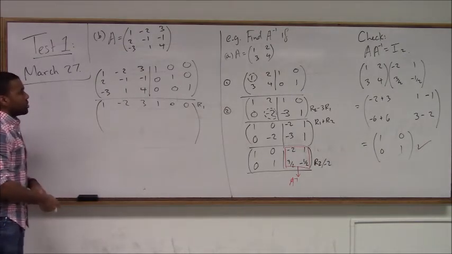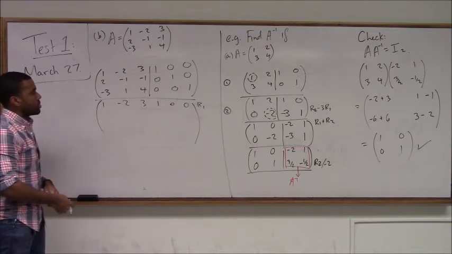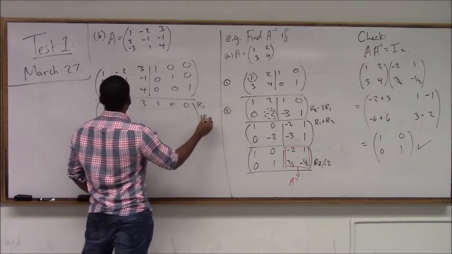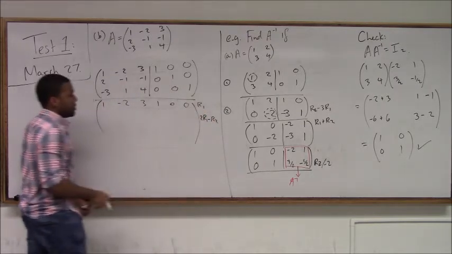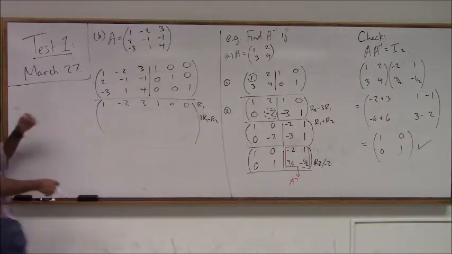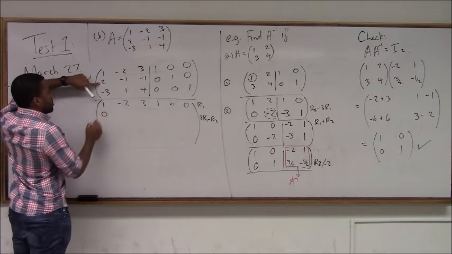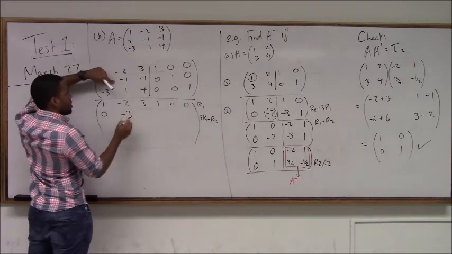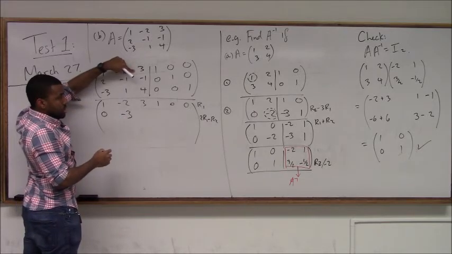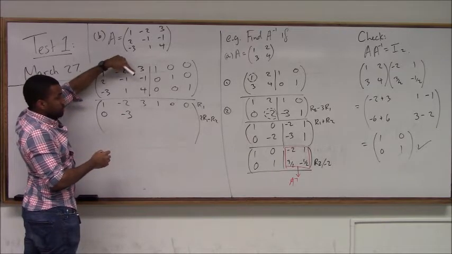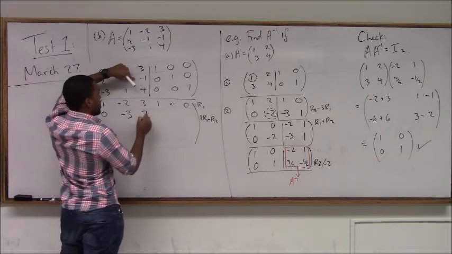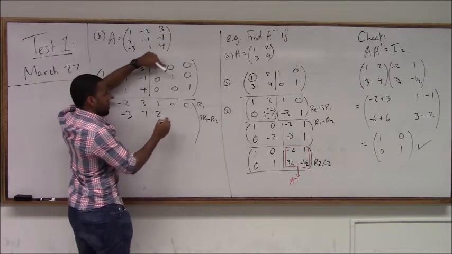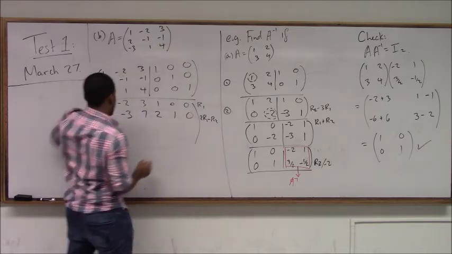So what can I do in this one? Like 2 row 1 minus row 2 or something similar to that. And so 2 times this minus that, 0. 2 times this is minus 4 plus 1. 2 times this is 6 plus 1. 2 times this is 2 plus 0. 2 times this is 0 plus 1. 2 times 0 plus 0.